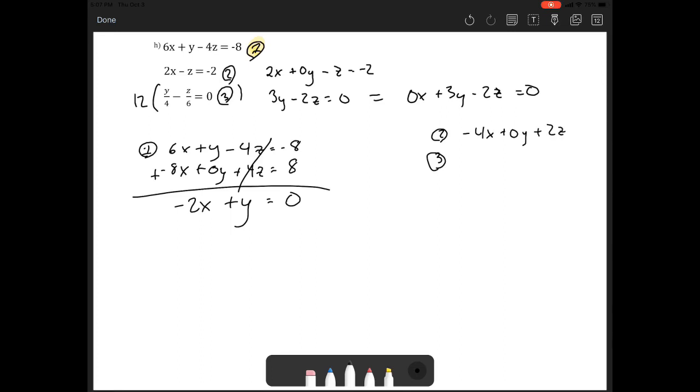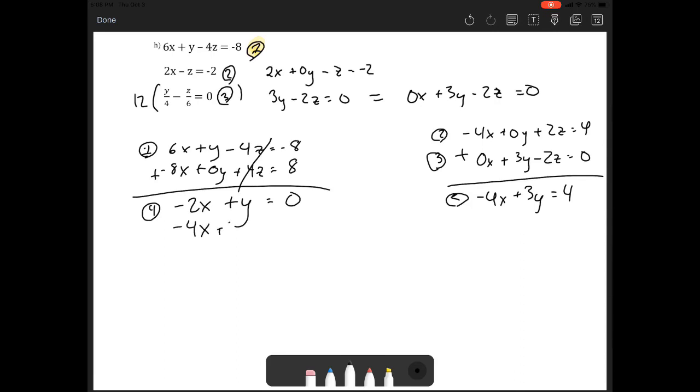Okay, and then I'm going to do my second and third equation, and that's going to be -4x plus 0y plus 2z equals 4, and 0x plus 3y minus 2z equals 0. Those are already there, so I can just add: -4x plus 3y equals 4. This is my fifth equation. This is my fourth. I'm going to move my fifth over. Negative 4x plus 3y equals 0.